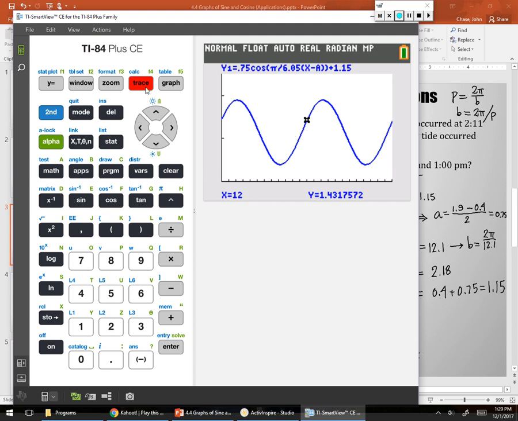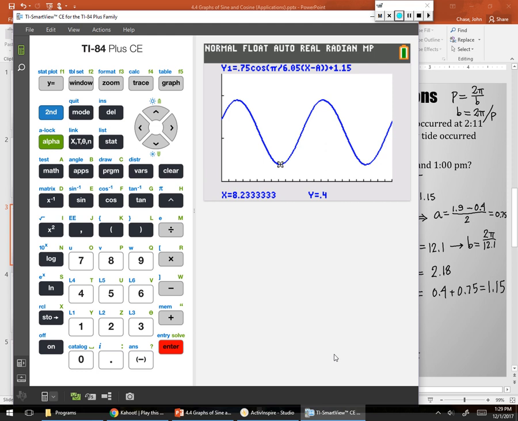Let's just verify we're not crazy. Let's trace to A. Is that what we want to see? Yes. 2.18 comma 1.9. Beautiful. Let's trace to B also. Is that what we want to see? Guys, we could not be wrong, right? This is perfect. This is what we want to see. It's got to be right.